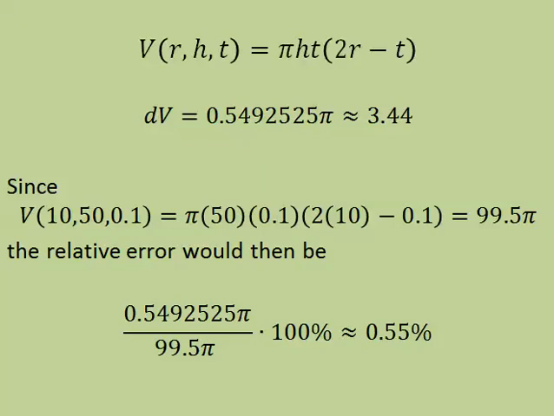If we would like to find the relative error, we would use the ratio of the maximum error over the volume if everything was perfect. And we get, with the maximum error, a relative error of about 0.5%.